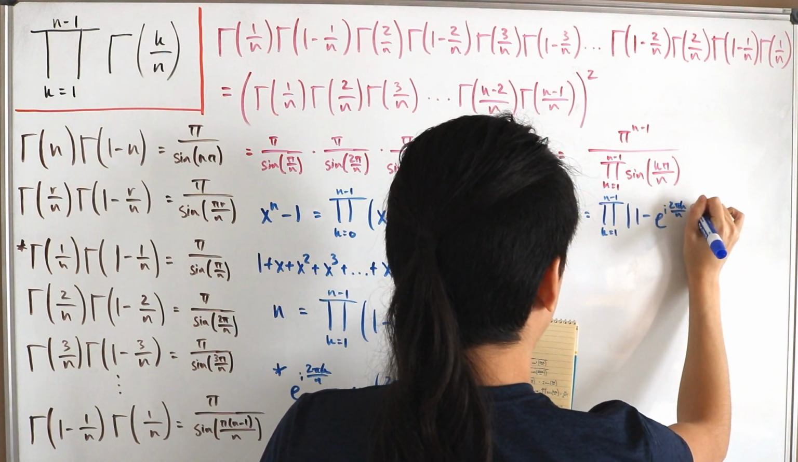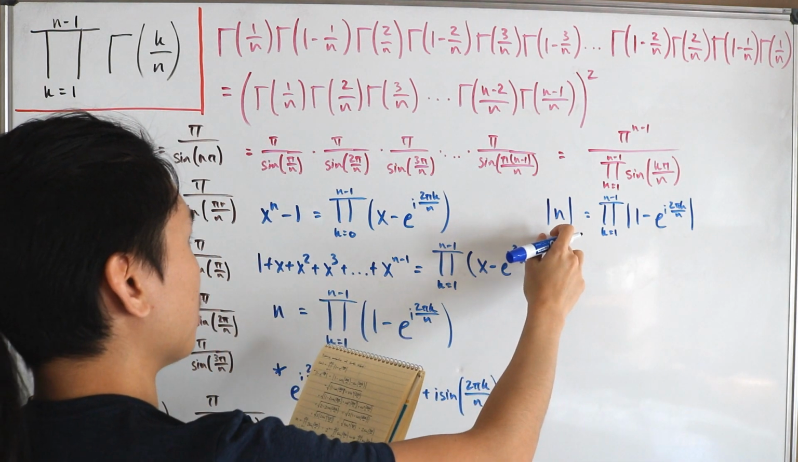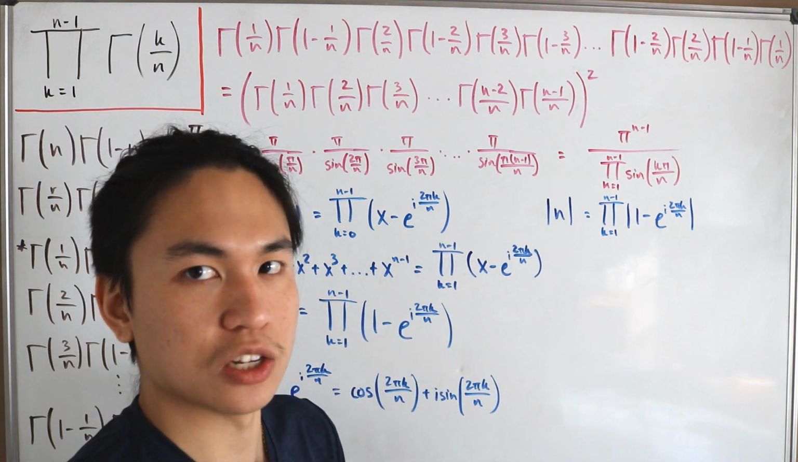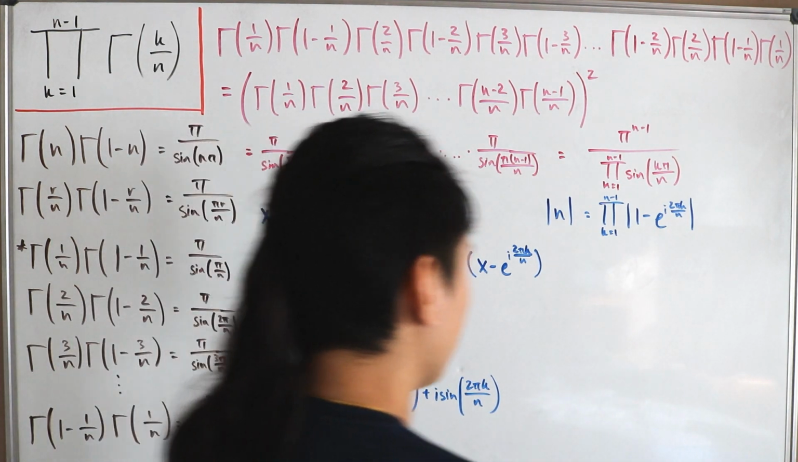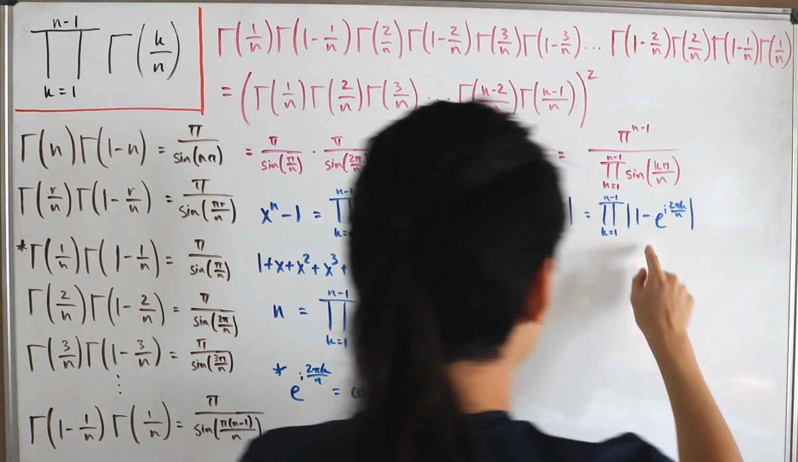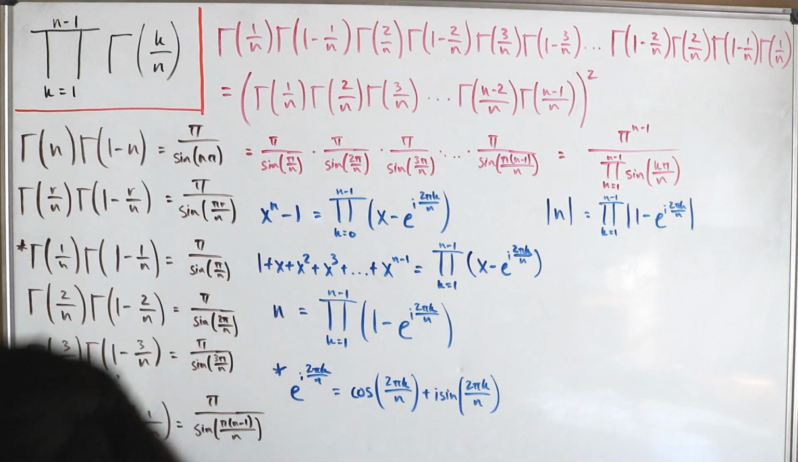then divided by n. So the least of our worries is the left-hand side, because if you take the modulus of n, it's just simply going to be n. So problem solved from there. Now we've got to deal with the right-hand side of the equation, or the modulus of 1 minus e to the power i 2 pi k divided by n.